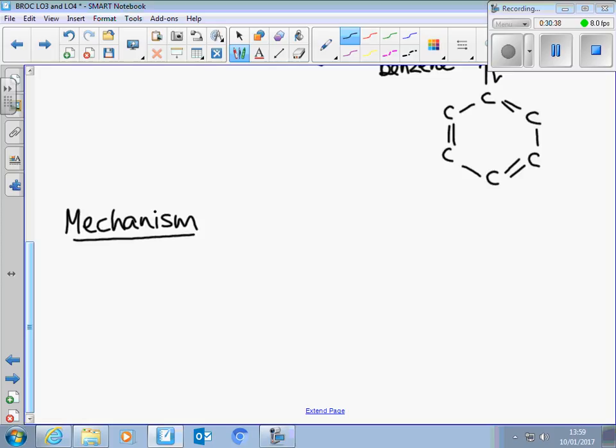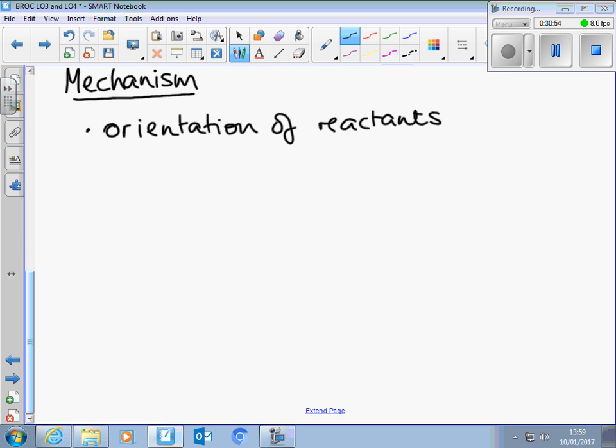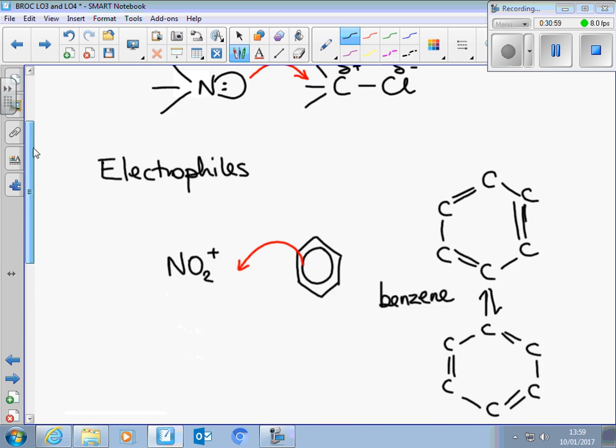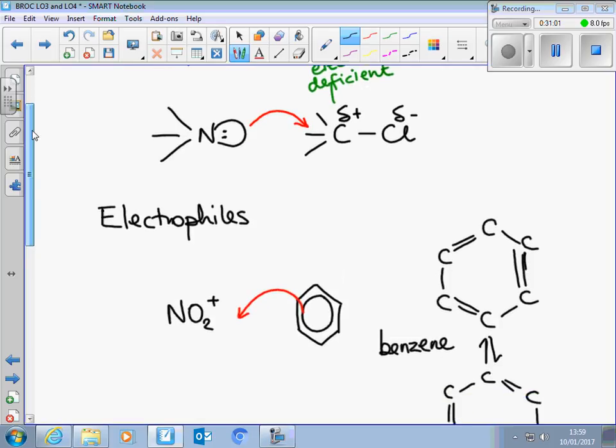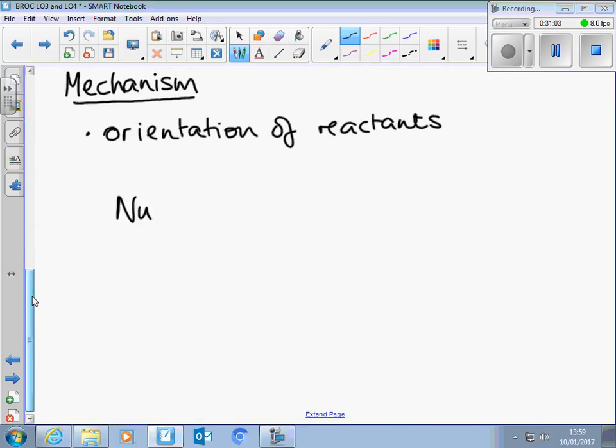That's a very strange diagram, that one. So orientation of reactants. So if I was going to draw it, if that's your nucleophile, which up there we'd got, what had we got? Oh, a nitrogen with its lone pair. Just any old nucleophile will do.